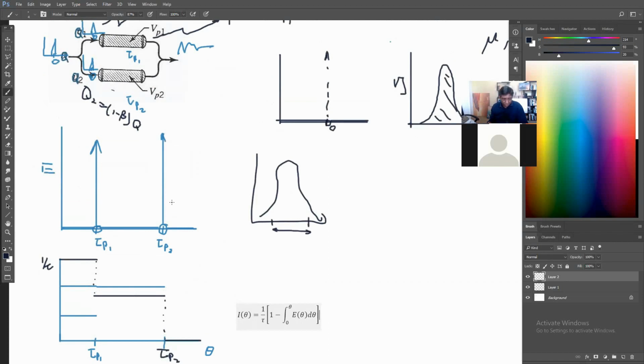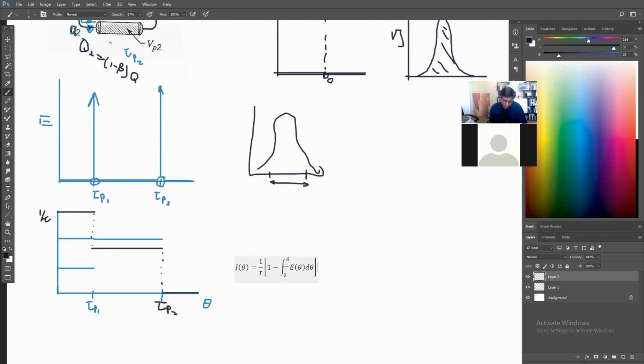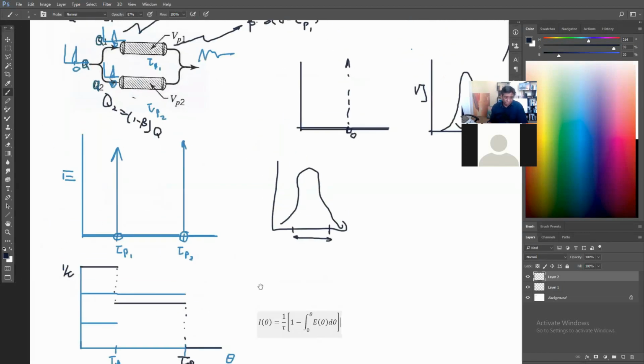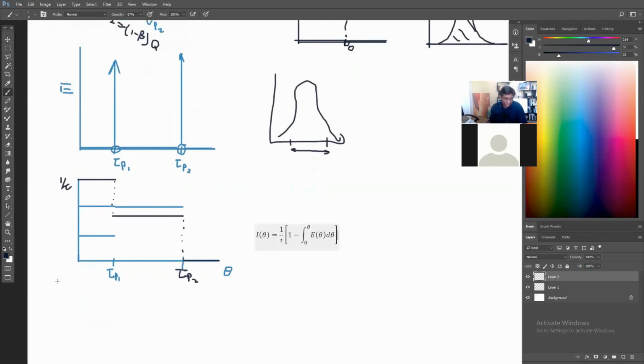And then when you come here, you are going to have an additional 1 minus beta. So it's going to be 1 minus beta plus 1 minus beta. So that's a 1. So 1 minus 1 is 0, so you come down to 0 here. Right, so that's how you get the internal RTD for your two PFRs in parallel. Any questions or comments there?